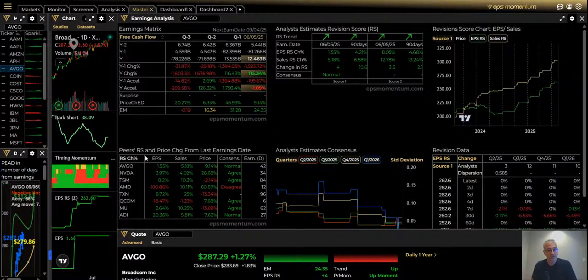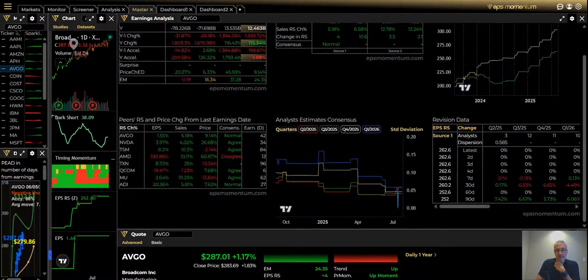And now I want to look at the competitors. What are the revision scores for EPS and sales for all the competitors of AVGO, NVIDIA, TSM, AMD, and so on? So I can see, I got a pretty good picture for NVIDIA and for TSM and so on. And the price has been up since the earning date.